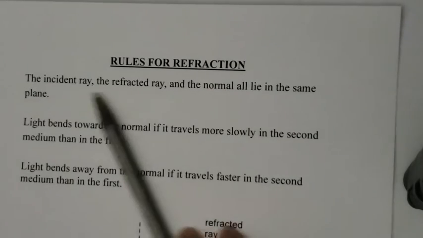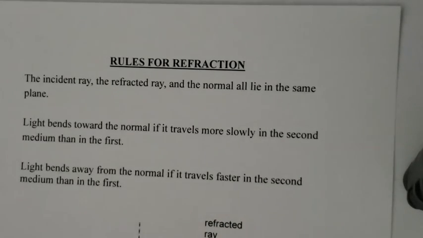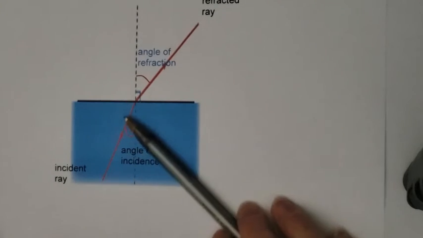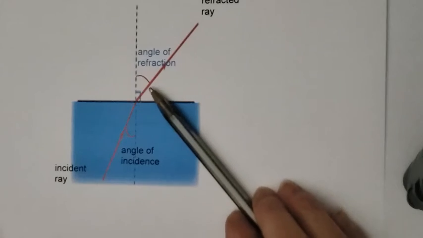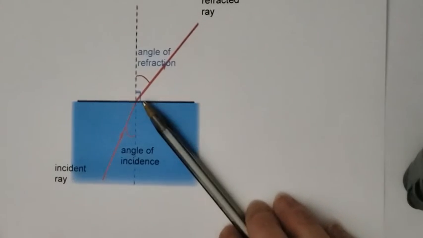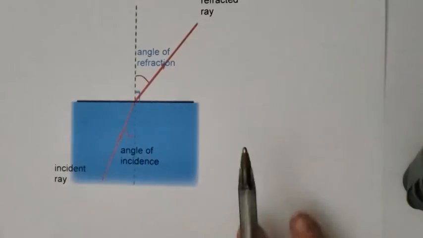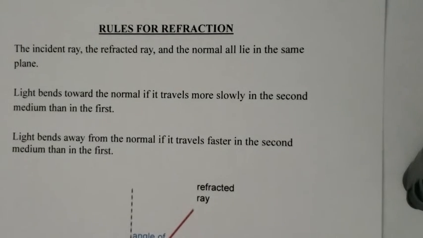Rules for refraction. The incident ray, refracted ray, and normal ray all lie in the same plane. So what does that mean? Well, basically, if my incident ray is flat on the page, that means my normal has to be flat on the page, and my refracted ray also has to be flat on the page. It can't be all of a sudden sticking up like this or sticking down into the page. And there's two rules. And I mentioned this at the beginning of the video.